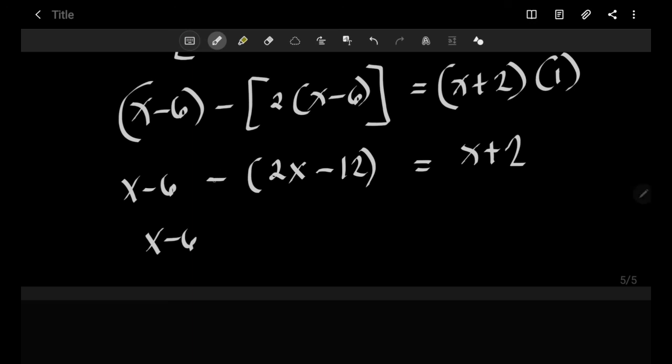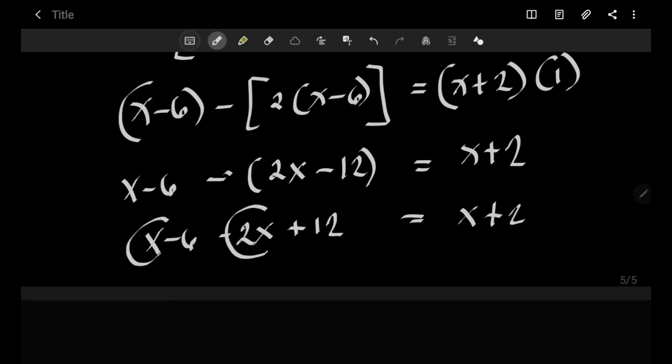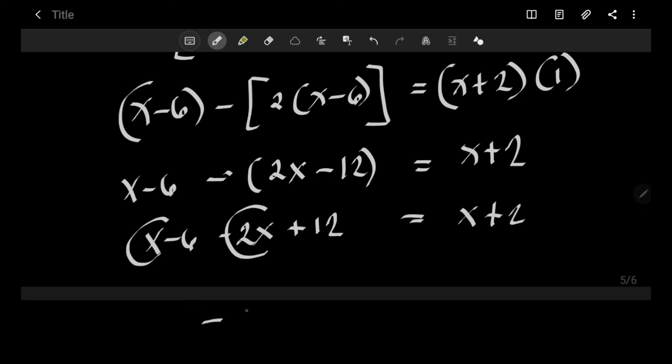So, i-distribute na natin yung negative sign. So, we have minus 2x, then change the sign, di ba? Change the sign, so it will become minus 2x, then magiging positive, it will become plus 12 is equals to x plus 2. So, pagsamahin natin, x minus 2x, we have negative x. We have negative 6 plus 12. We have positive 6 is equals to x plus 2.